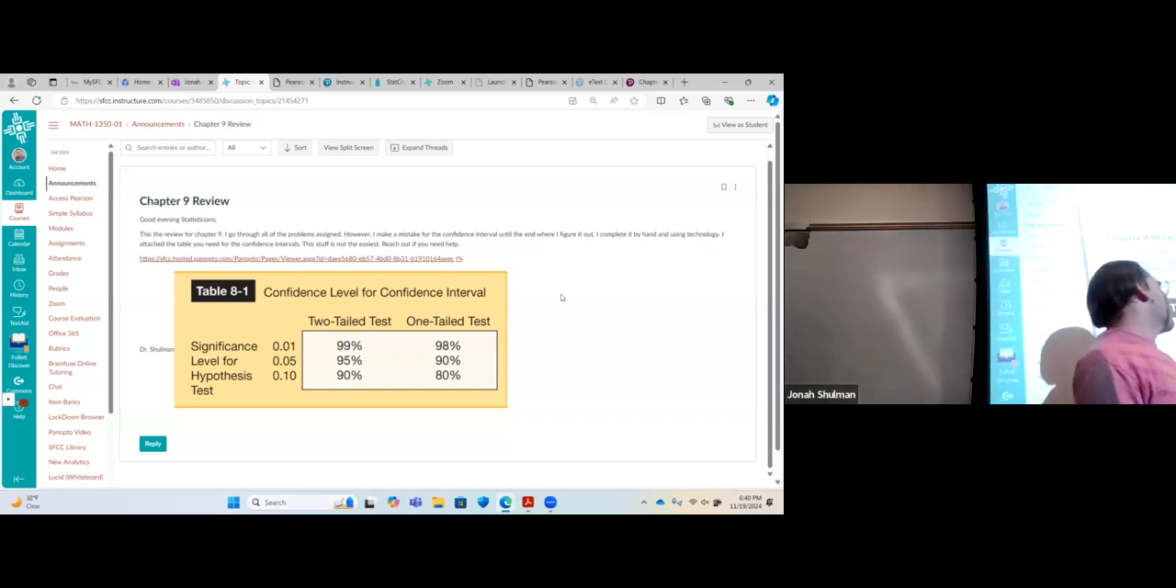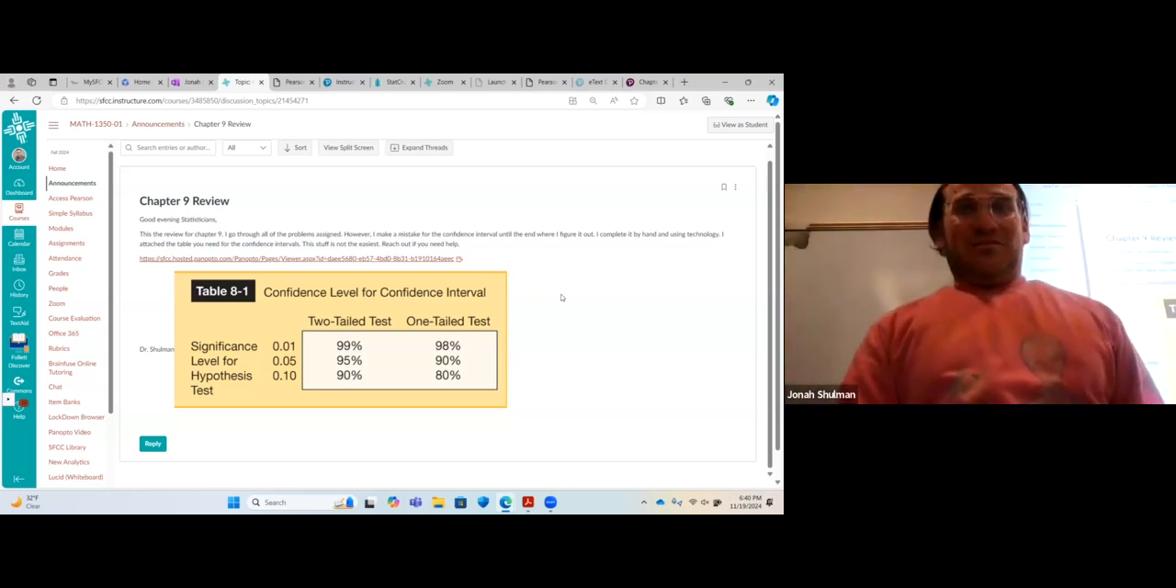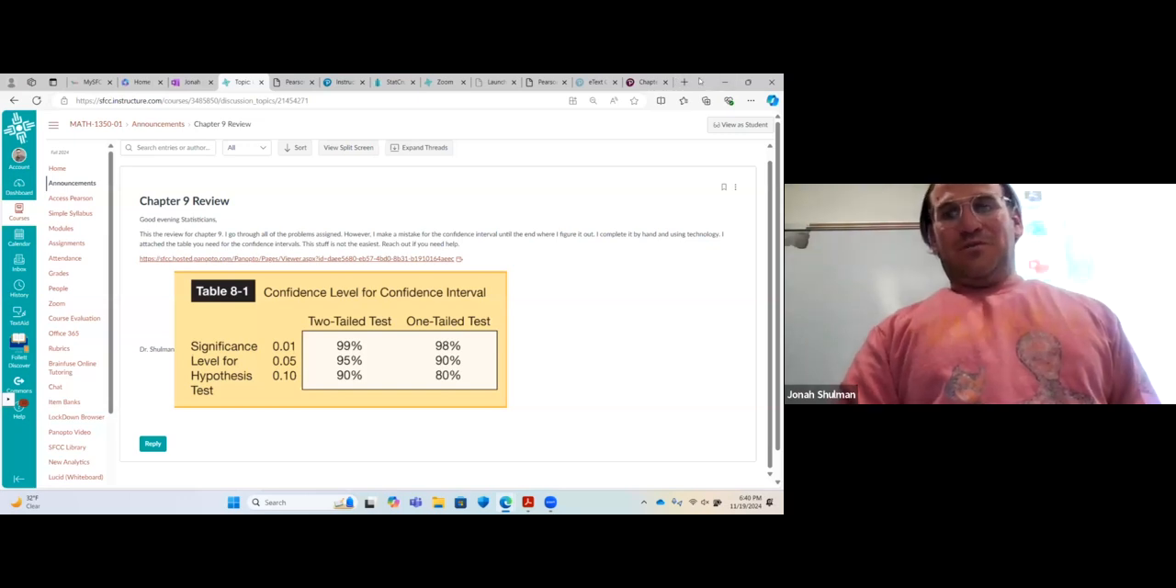So for two-tailed, you subtract the significance level, and for one-tailed, you can just think it has to be doubled. 10% is 20%, 5% is 10%, 1% is 2%. That's how it works. For this one, you just subtract. Because we're doing a two-tailed test right now, and it's 0.05, that's why it's 95%. Feel good? Cool. All right, so here we go.